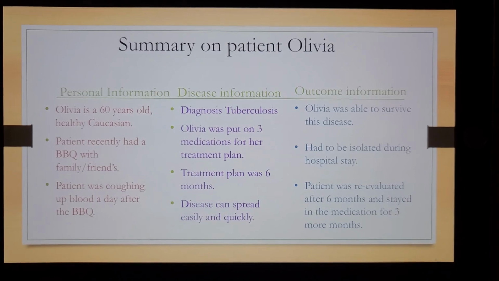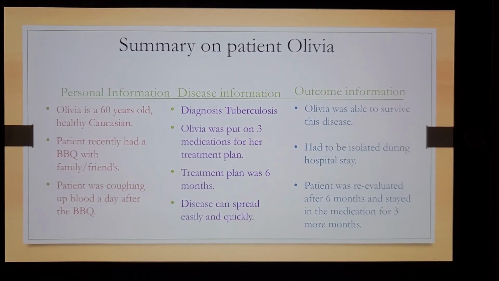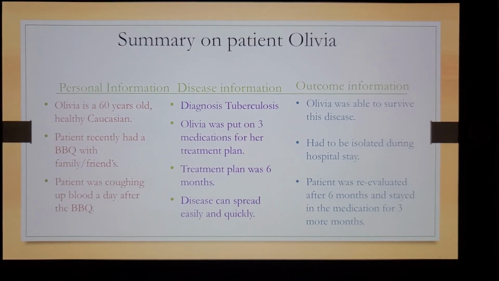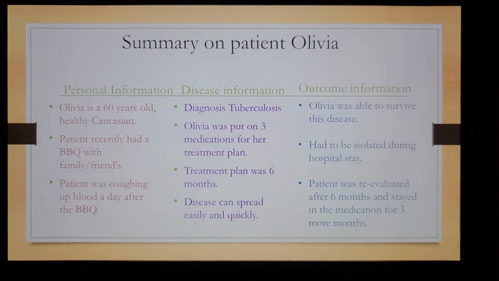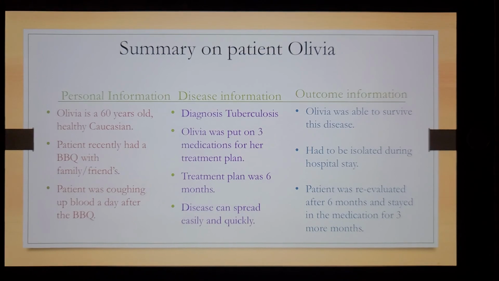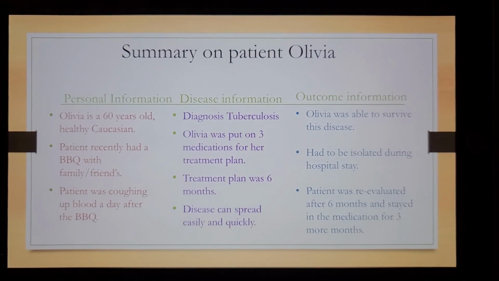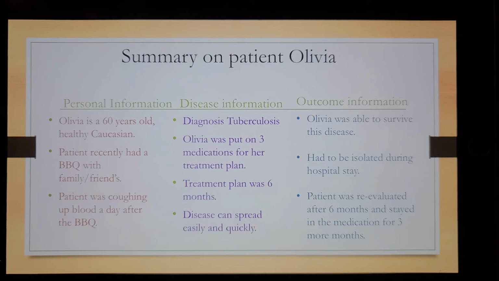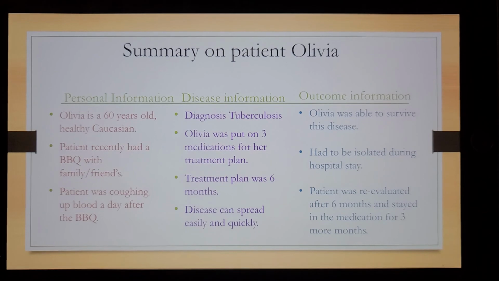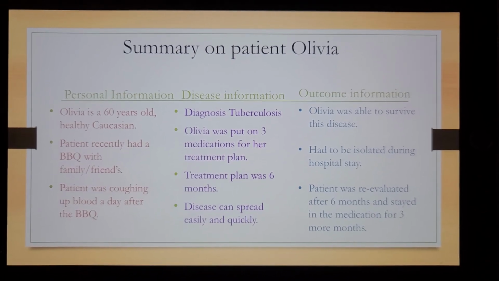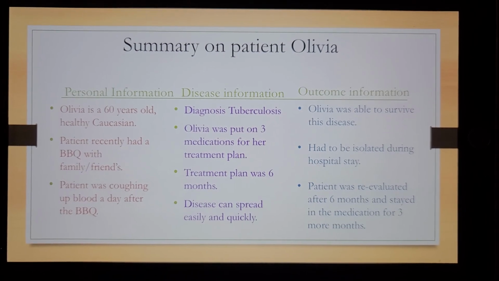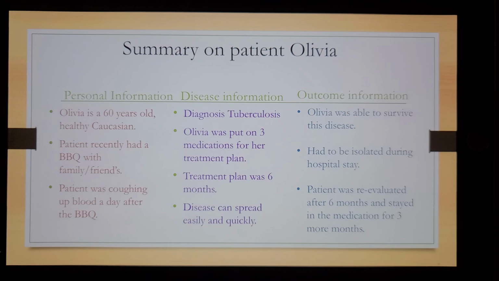The disease can be easily and quickly spread was the education that the doctors and nurses gave to Olivia, and that is why she was isolated. And the outcome information is that Olivia was able to survive this disease, thankfully. Olivia had to be isolated again when she got home, and during these times she found out that friends and family who were at the barbecue also had it. Nobody knows who gave it to who, but all were thankfully survivors. And the patient was reevaluated again after 6 months of this and stayed on the medication for 3 more months.